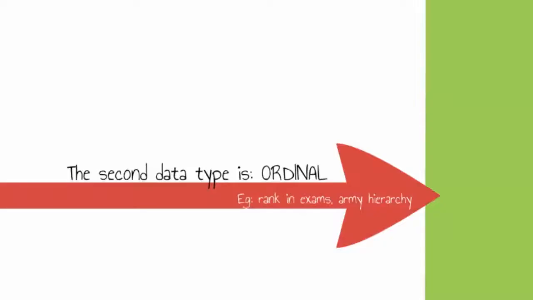It doesn't make sense. But if you were to look at their ranks, you would realize that the foot soldier is at the bottom end of the pyramid and your general is at the top. So there's a relative hierarchy, but there's no real magnitude to it.